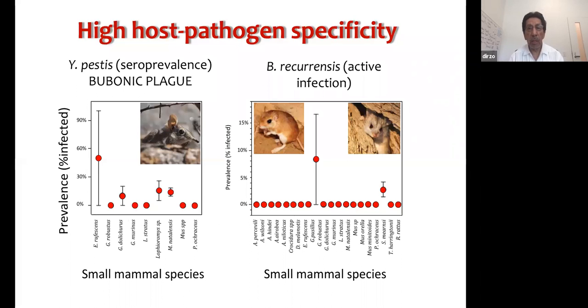The other panel on the right shows another case. Here you have another disease, Borrelia, borreliosis. And you can see that again, this pathogen is particularly prevalent in this species of animal, not in other species of rodent. So there's some specificity in terms of which pathogens colonize or are present in which hosts.